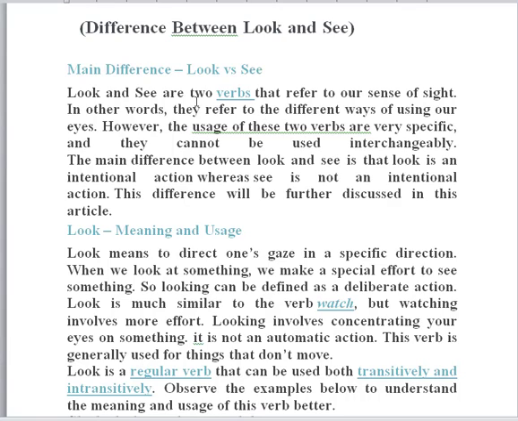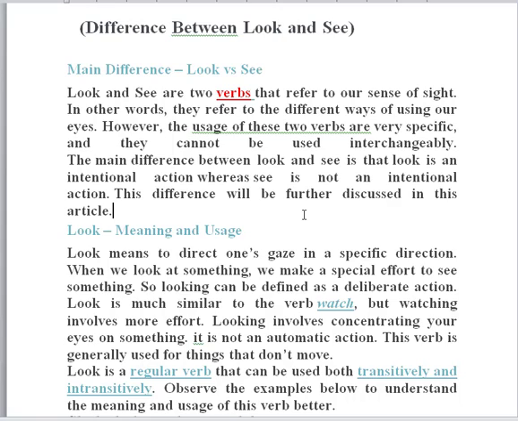Look and see are two verbs that refer to our sense of sight. In other words, they refer to the different ways of using our eyes. However, the usage of these two verbs is very specific and they cannot be used interchangeably.